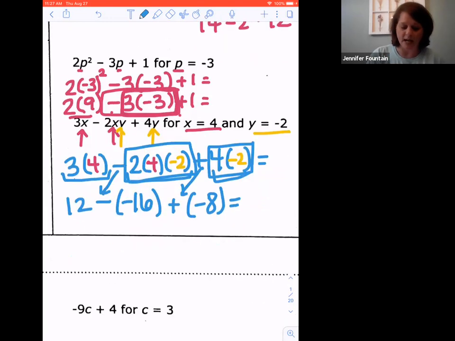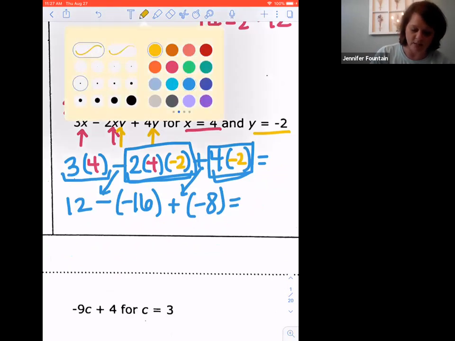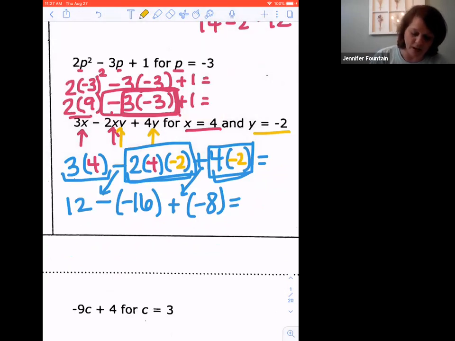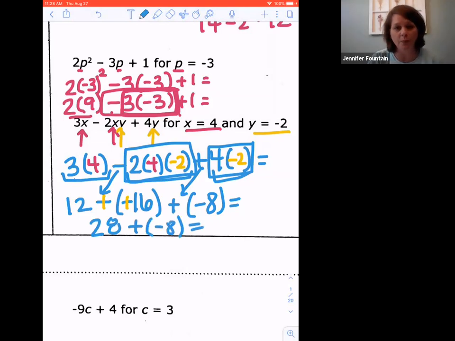Now, addition and subtraction in order from left to right. I know that I have minus a negative, so that's going to be the same as plus a positive. So 12 plus 16 will be 28. 28 plus -8. I'm going to take the sign of my larger number. My larger one is a positive, and I find the difference of my two numbers. So 28 minus 8 is 20. Any questions on those?